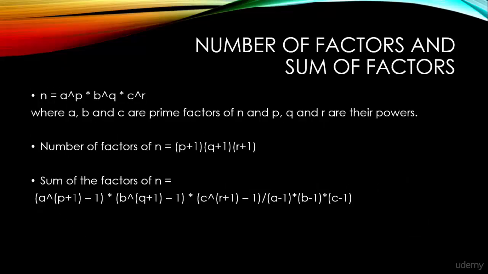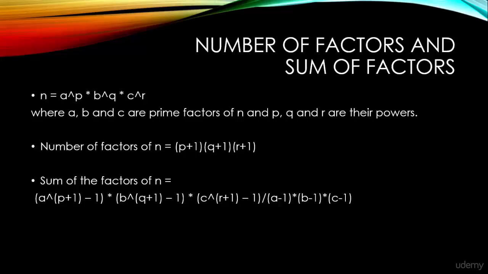Finding the number of factors of an integer and the sum of factors of an integer. First, make the prime factorization of an integer n equal to a^p times b^q times c^r, where a, b, and c are prime factors of n and p, q, and r are their powers. The number of factors of n will be expressed by the formula (p plus 1) times (q plus 1) times (r plus 1). This will include 1 and n itself.